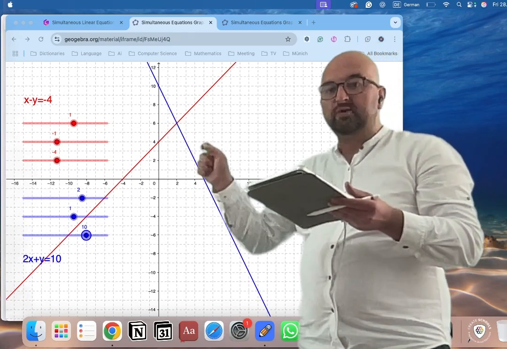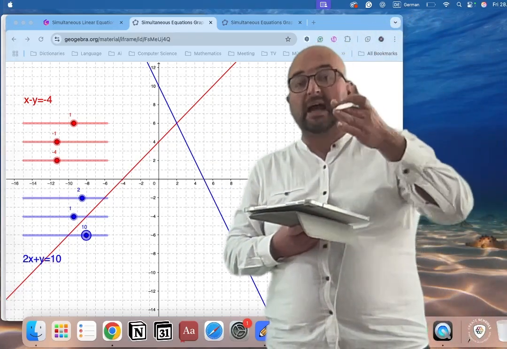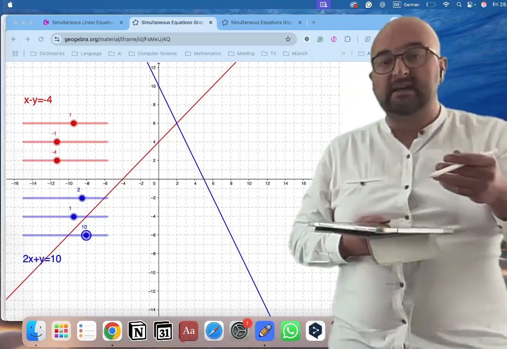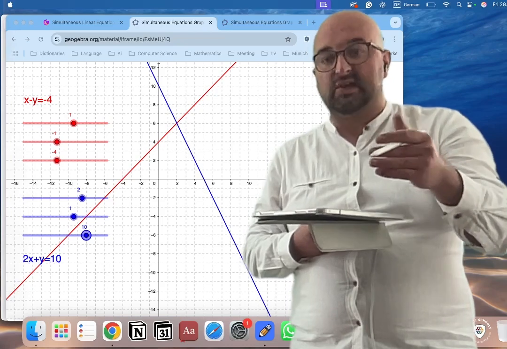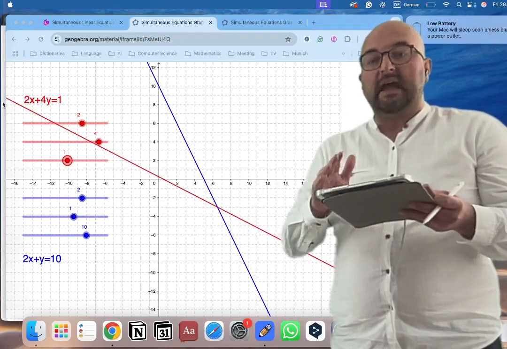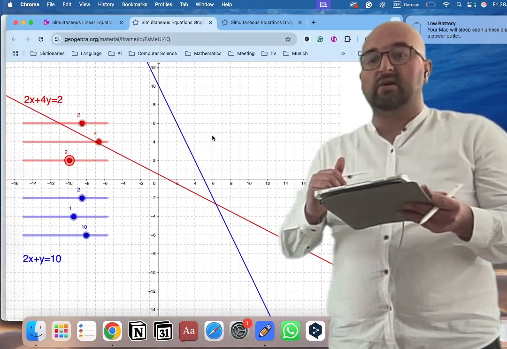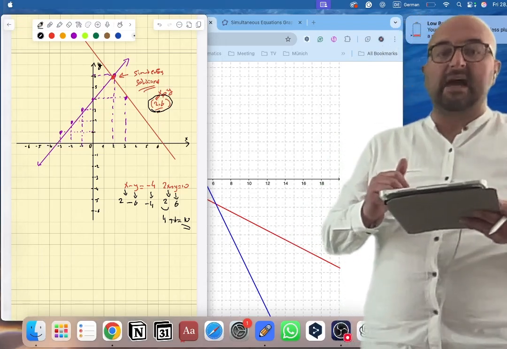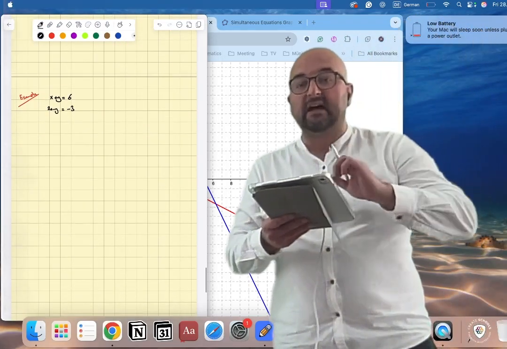And when you change the coefficients of x and y values, you can also see the graph of the straight line change. I will share this website with you. Please have a look at the graph of straight lines, and please try to change the coefficients of x and y values. Now we have another question.